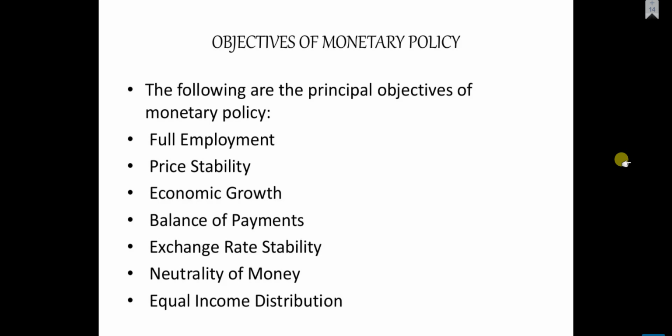The fifth objective of monetary policy is exchange rate stability. The exchange rate is the price of a home currency expressed in terms of any foreign currency. If the exchange rate is very volatile, leading to frequent ups and downs, the international community might lose confidence in our economy. Monetary policy aims at maintaining relative stability in the exchange rate.